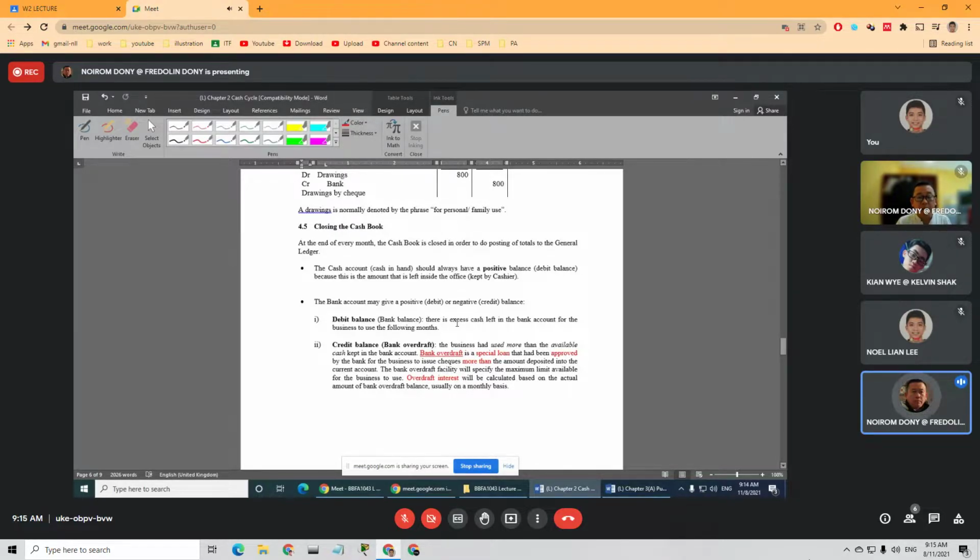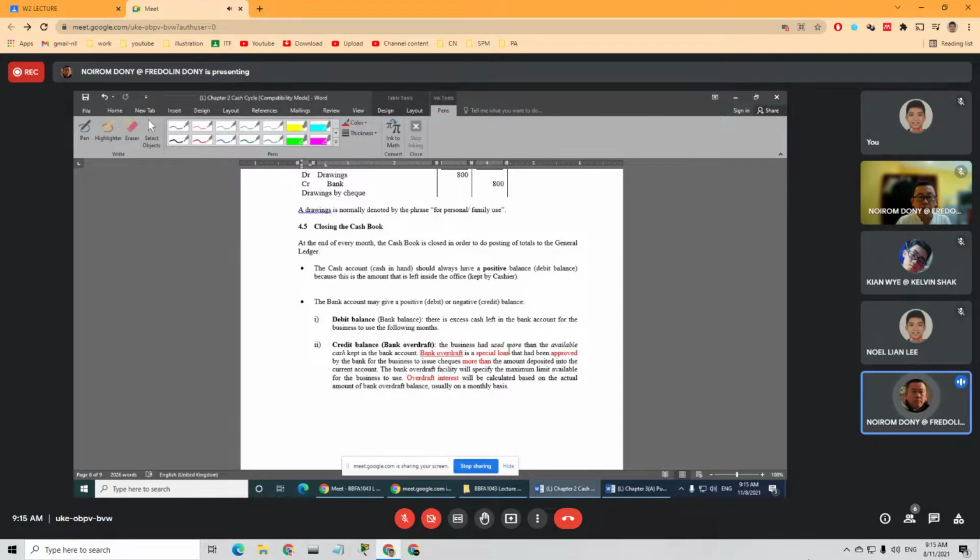Debit balance means the total debit, that is the deposit, is more than the payment on the credit side. Credit balance means the payment is more than the deposit. So bank overdraft means the business has used more than the available cash kept in the bank account.